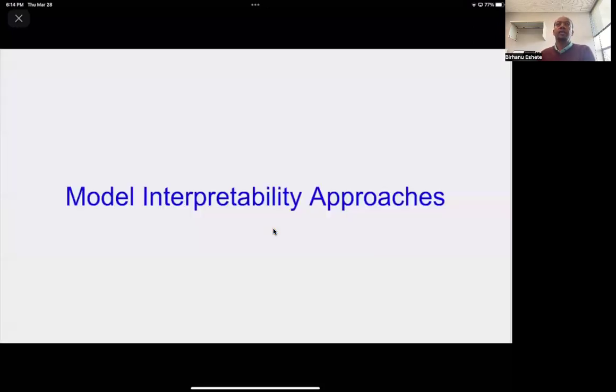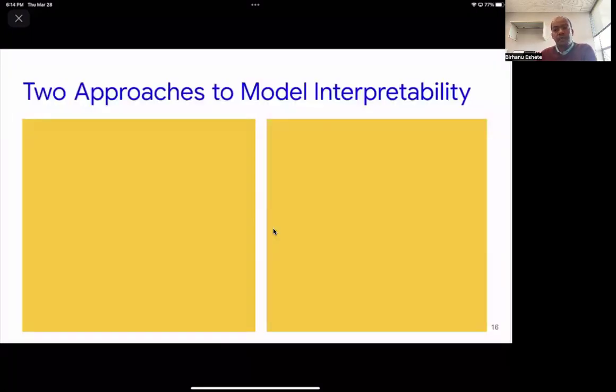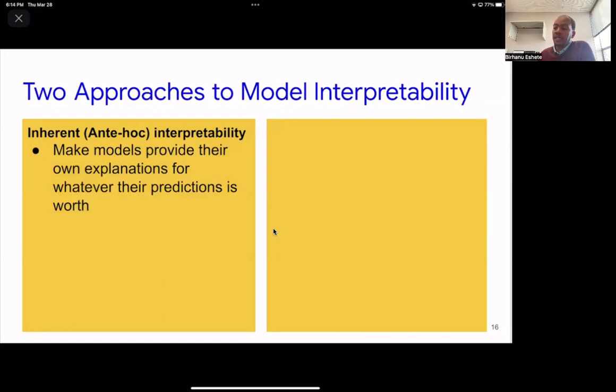Okay, so now that we have enough reasons why interpretability is important and useful, let's talk about how we approach model interpretability. Broadly speaking, we can approach model interpretability in two ways. The first approach is called inherent interpretability or ante hoc interpretability, where the idea is we want the models to provide their own explanations for whatever decisions they make. These kinds of models are naturally or inherently interpretable, for example, decision trees or linear or logistic regression models.